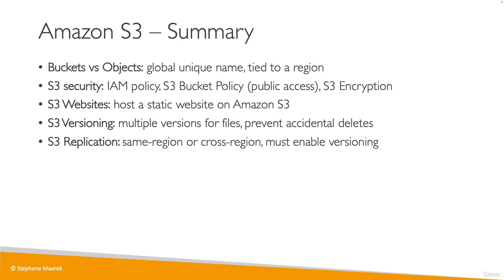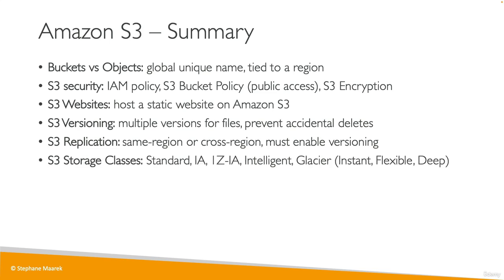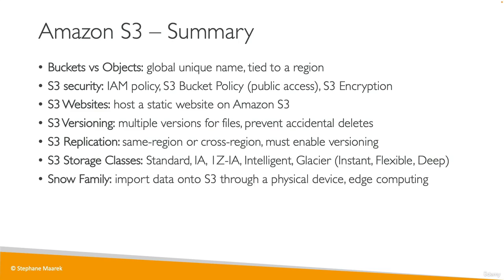We've seen there are two kinds of S3 replication. You have the same region replication and the cross-region replication. And for them to work, you must enable versioning beforehand. We've seen the different S3 storage classes. We have standard, infrequent access, one zone infrequent access, intelligent tiering, and we have 3 different classes for the Glacier for archival purposes.